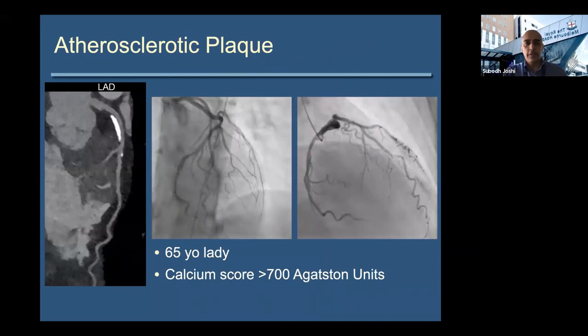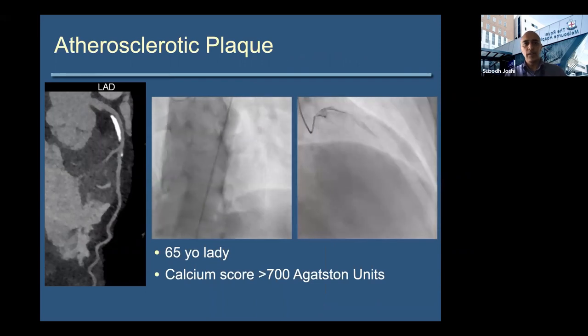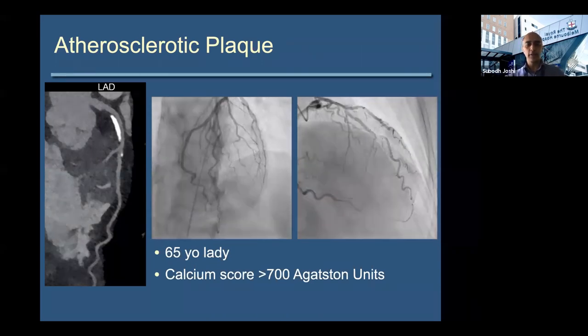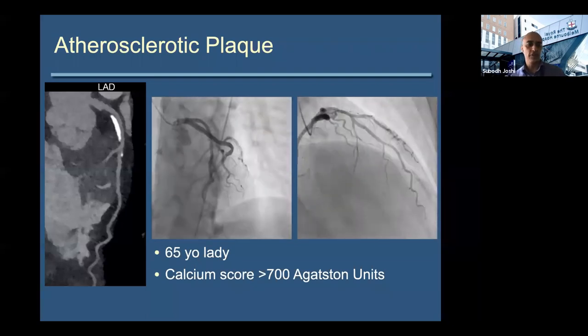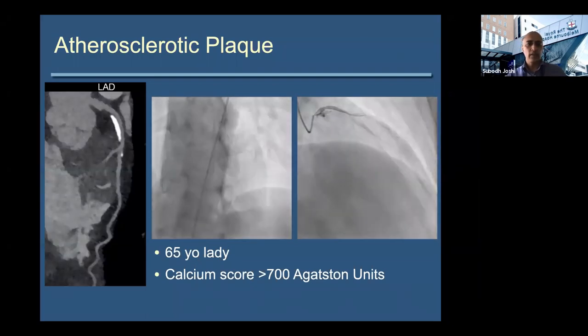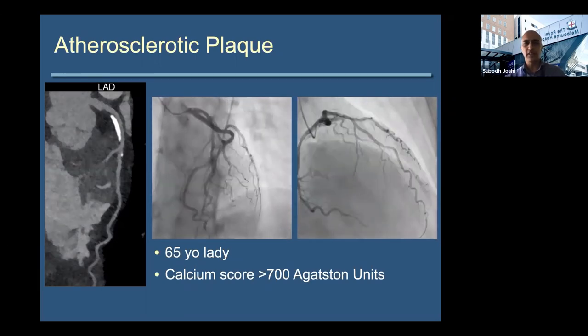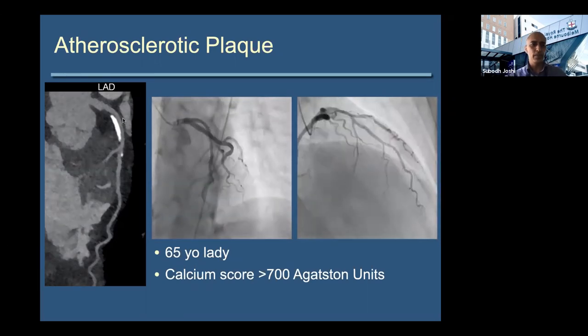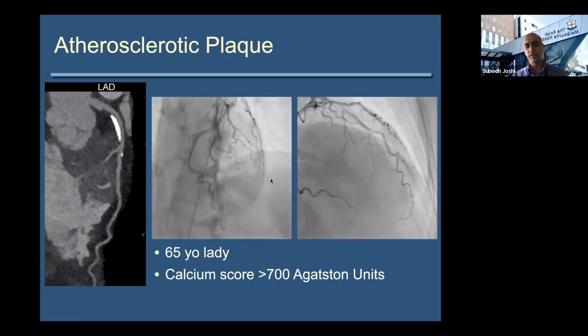The real strength of CT is its ability to identify atherosclerotic plaque, and we really think of that as a separate thing. So for example, this is a patient who had very atypical symptoms and a calcium score of, I think, more than 700. Here's this big, dense calcified plaque in the LAD, and the cath is almost completely normal.